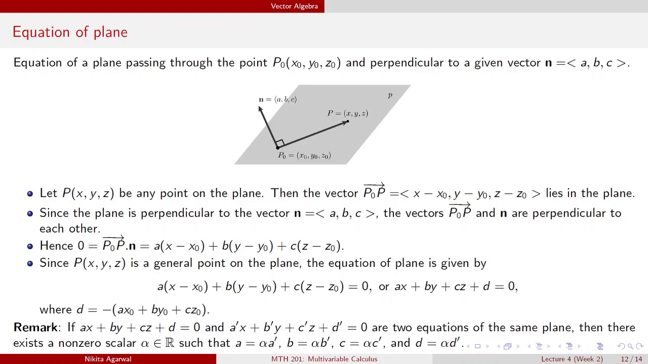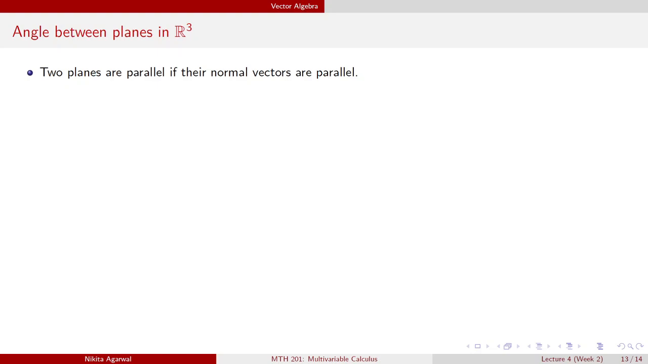Okay, now we are left with two more things. First is the angle between two planes. So there are two possibilities. One is that the planes are parallel, and we say that two planes are parallel if their normal vectors are parallel. So you can imagine that if the normal vectors are parallel to each other, then the planes that they describe will also be parallel to each other.